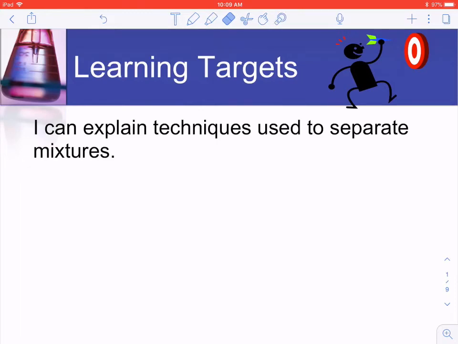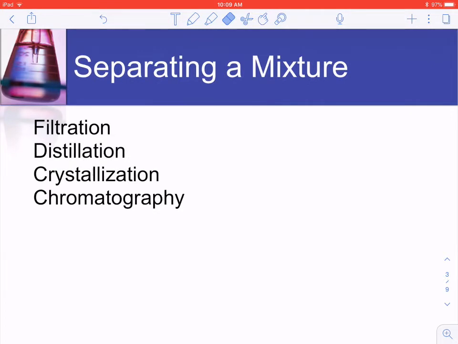Hi everyone, today we're going to take a very quick look at different ways that we can separate out mixtures. So here are 4 different types of separation techniques. One thing that we'll key on today is whether we're dealing with homogeneous or heterogeneous mixtures. And just so you know, we're going to get a lot of practice doing these actual techniques in class.